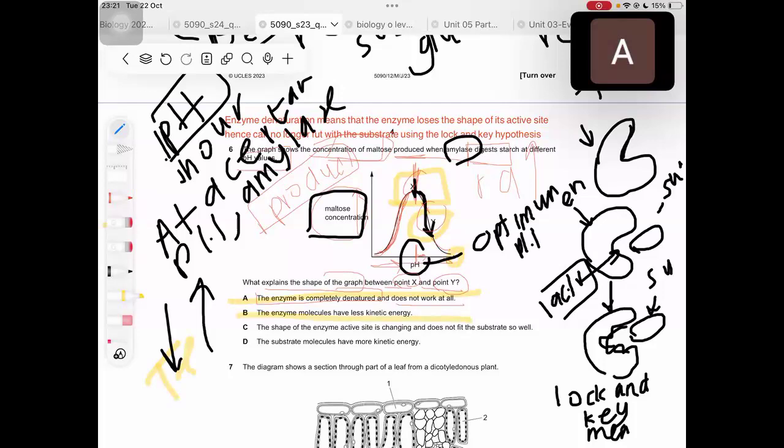C. The shape of the enzyme active site is changing and does not fit the substrate as well. Yeah, as you increase the pH above the optimum pH, you can see the shape of the active site changes because the enzyme shape changes, right? Hence, the substrate will not be able to fit well. Now, that is a correct statement, but let's move on to D as well. The substrate molecules have more kinetic energy. As I've told you, it's temperature which deals with kinetic energy, not the pH. Therefore, D is also wrong. Answer will be C.